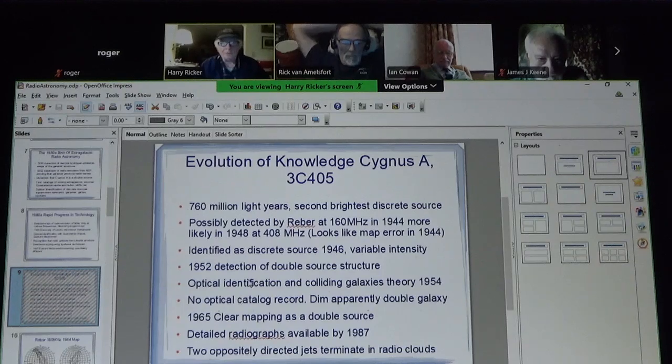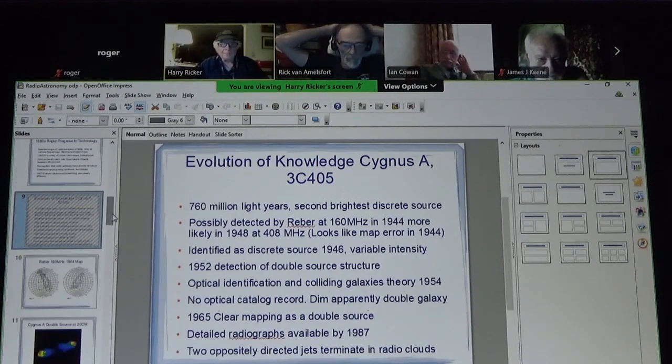Okay, I'm going to shift gears here now, and I'm going to talk about Cygnus A, which I think is kind of interesting. It's 760 million light years away, and it's the second brightest discrete radio source. Imagine this: the second brightest source of radio waves in the sky, and it's 760 million light years away. It's stunning, it produces an amazing amount of radio energy.